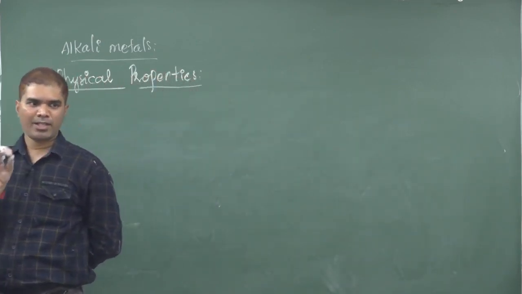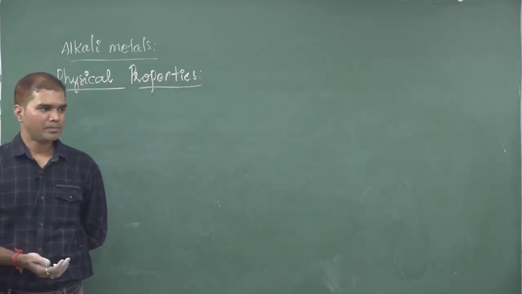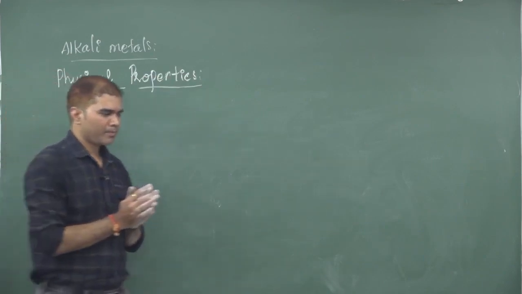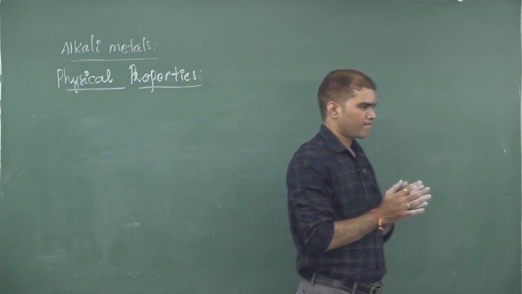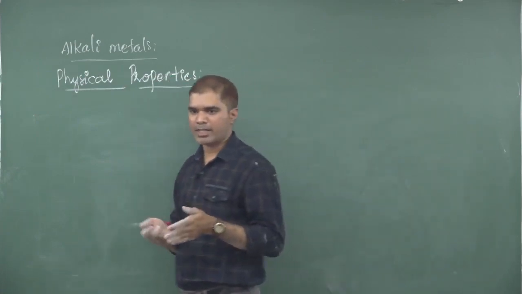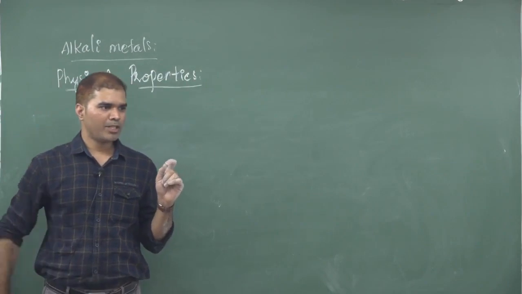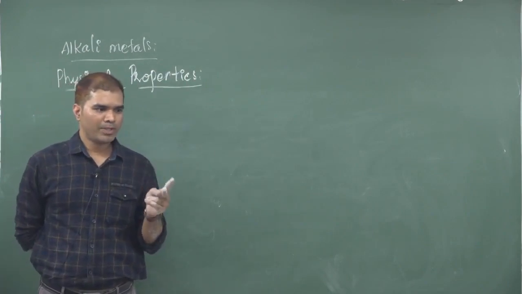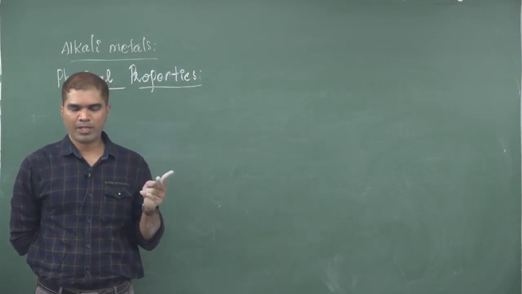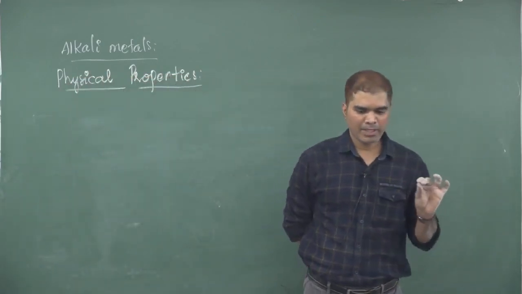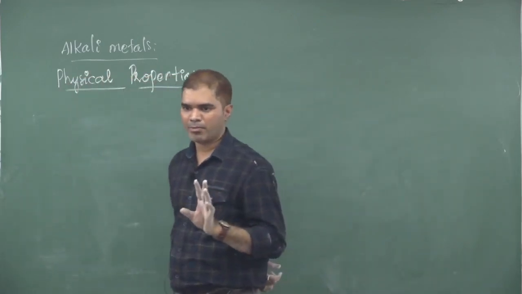What is the trend in reducing nature? What is the expected trend? Since ionization energy is decreasing, reducing nature should increase, but there is a small anomaly. Lithium is more reducing. It is more reducing than the other metals. Okay. So we'll just take a short break and then I'll continue with the chemical properties.